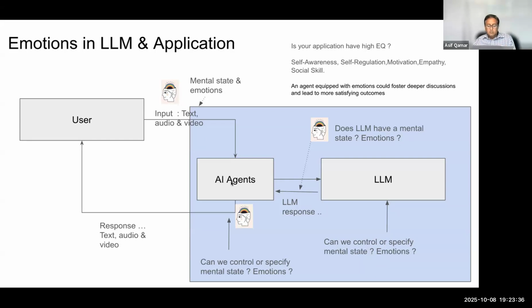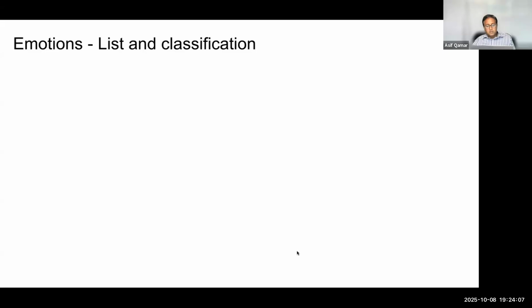The motivation here is to understand these two aspects. One aspect is, how do we understand the emotions in the users who are chatting? And the other aspect is, how do we know the LLM's mental state or emotion? How do we control the emotions of the LLM? Right? So this is an important picture. Take your time to understand and observe this. Okay, with that, let's go to the next one.